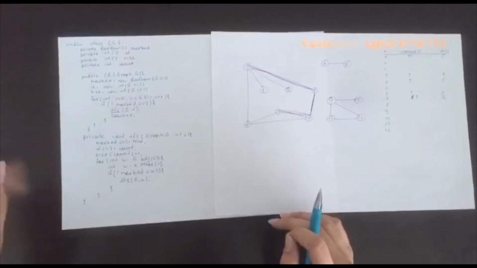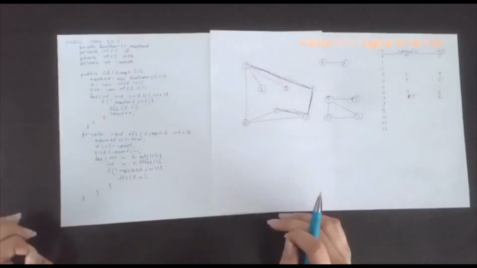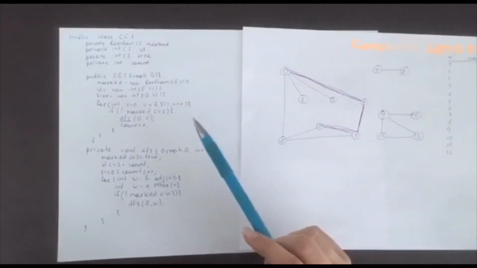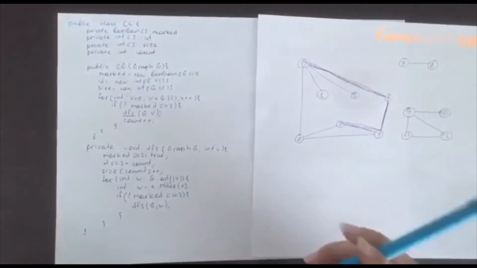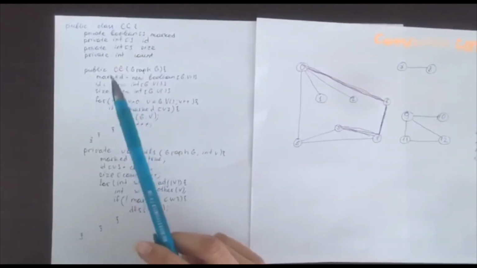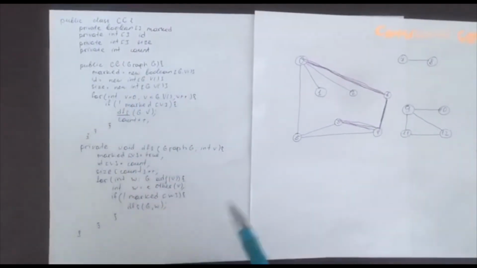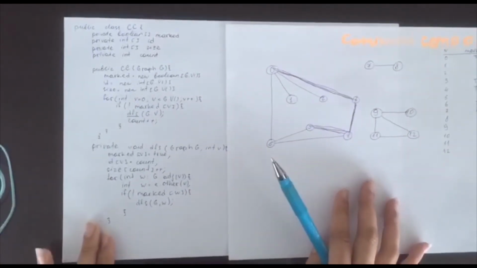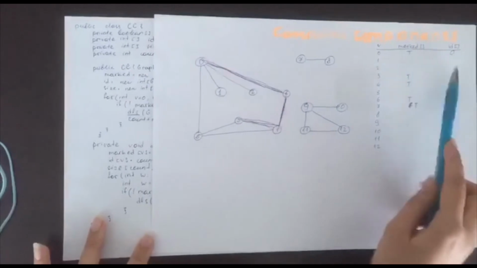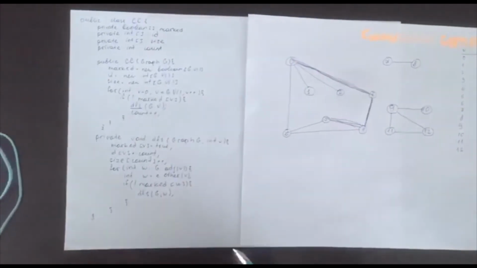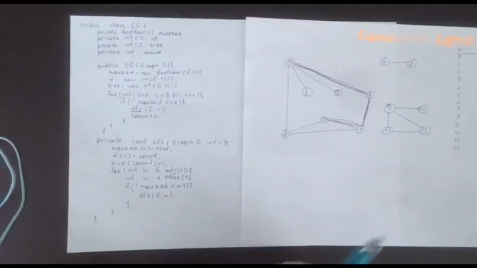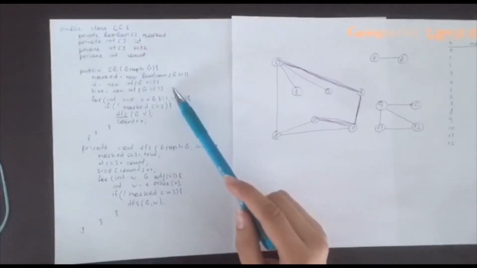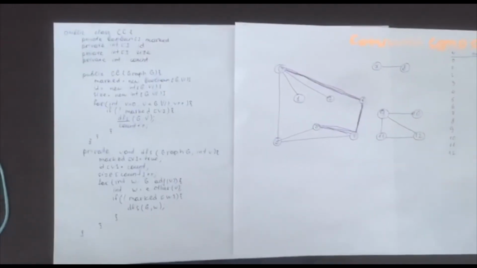Here is the code of connected components. We have an array of booleans, marked, like in DFS and BFS, and we have an array of integers, ID. We use it for the ID of connected components, like here, and we have an integer array size and a count. Here we create arrays with the size of the number of vertices.